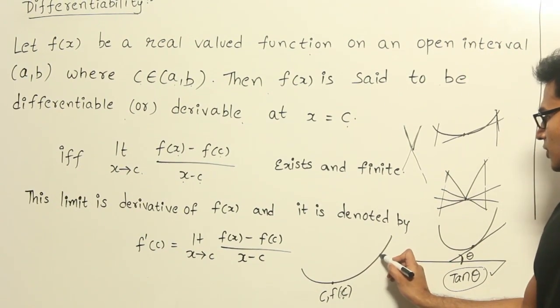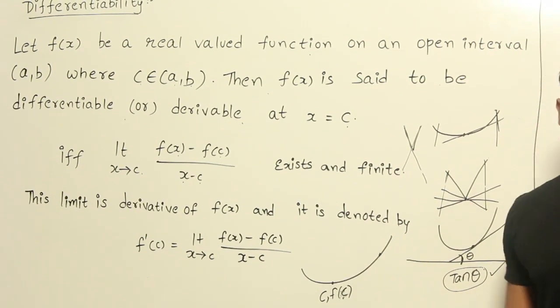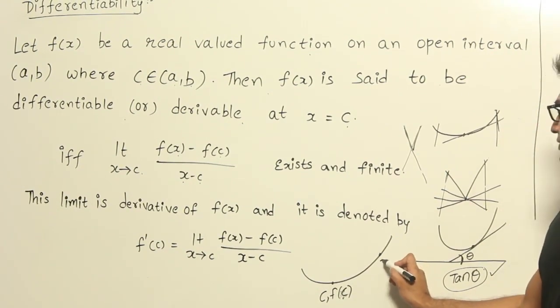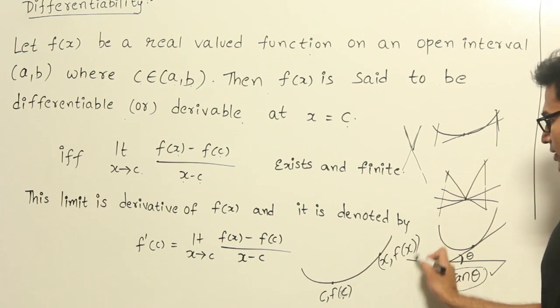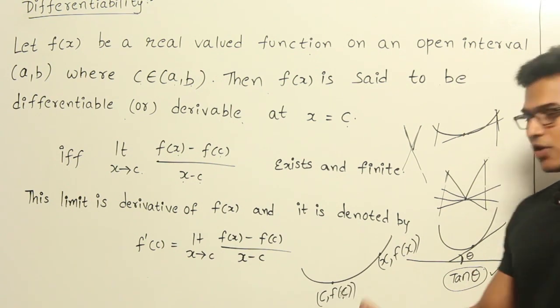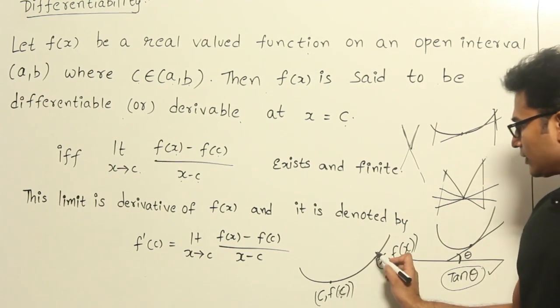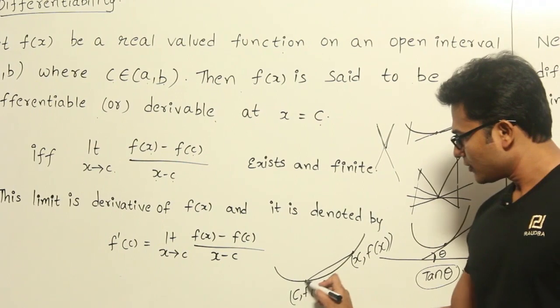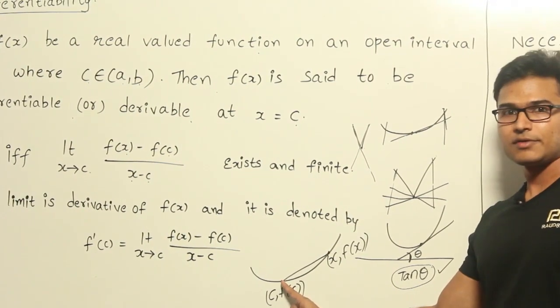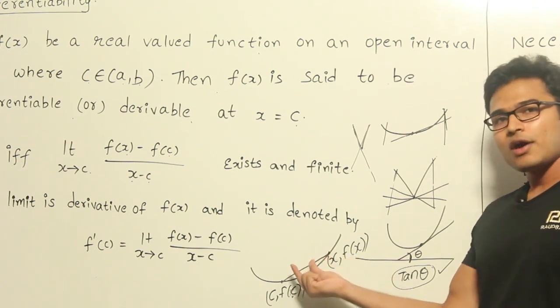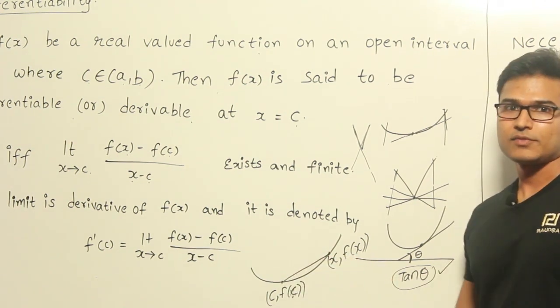And let us assume that there is one more point which is a moving point. Let's say this is x comma f of x, right? Now how can we draw a tangent to a curve? If you look at this chord, as this point moves towards this point, that chord will become the tangent. Are you getting this?